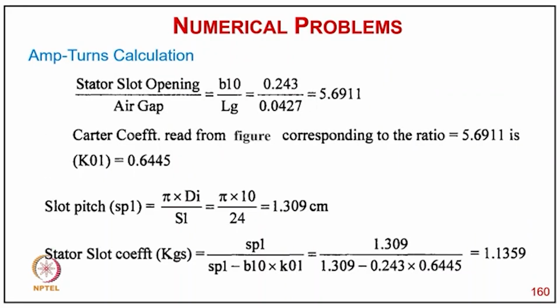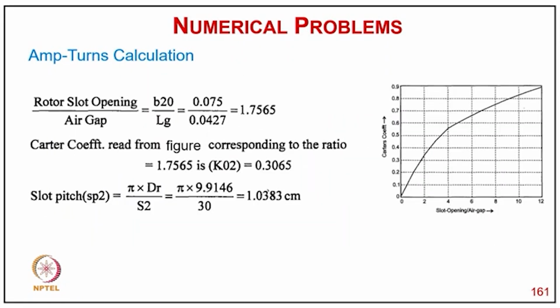Now coming to the ampere turns calculation. Slot opening by air gap comes to 5.6911. The Carter coefficient from the figure comes to typically 5.4, this is 0.6445. Slot pitch by DS upon S1 comes to 1.3039 centimeter, and the slot Carter coefficient, putting in the value of SP1 minus this, comes to 1.1359.